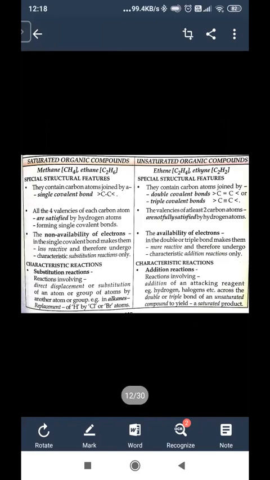Next, saturated organic compounds and unsaturated organic compounds. We will discuss that now. The question arises: what is a saturated compound and what is an unsaturated compound? Double bond and single bond we have learned: where a single bond is there, we will say it is saturated. Where a double bond or triple bond is there, we will say it is an unsaturated compound.